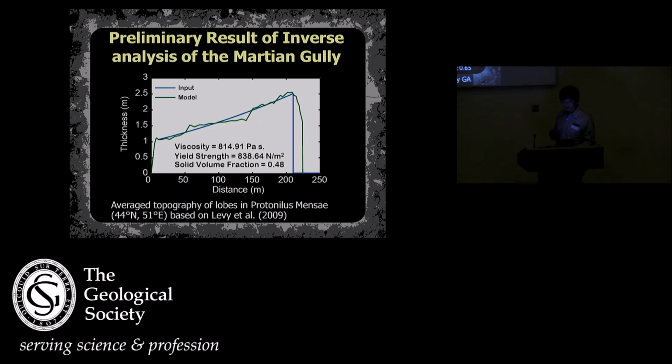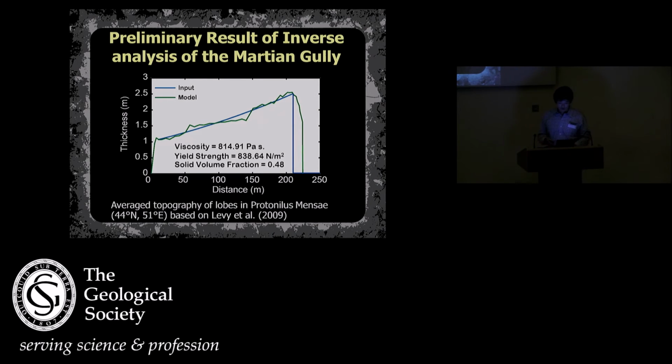And I haven't finished the measurements of the Martian geomorphology, but this is just a preliminary result. I just picked the data of the Martian lobate deposit geomorphology. This blue line is the averaged topography of the lobes in this region, reported by this paper. And the green line is the best fit result of the model calculation. The viscosity was 800, the yield strength was about 800, and the solid volume fraction is this value.